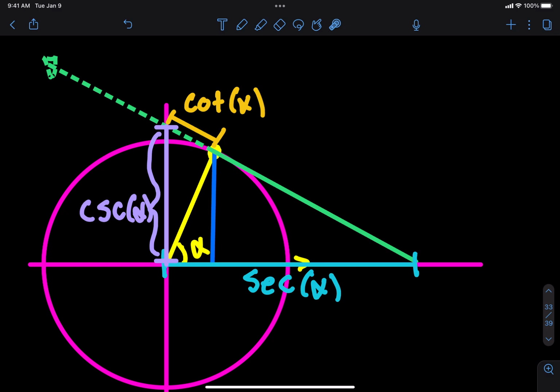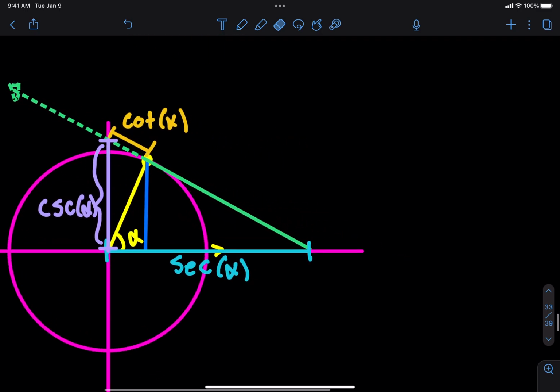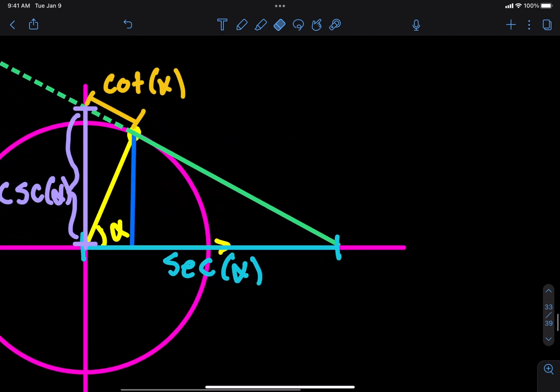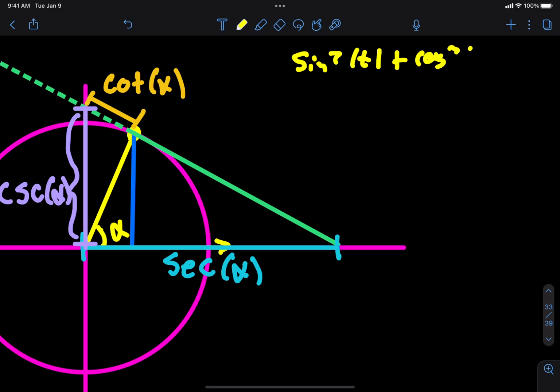Okay, so I think this is fun to see at least once, and it's going to very easily show you why the Pythagorean identities are true, right? So what did we have? We had sine squared of t plus cosine squared of t is equal to 1. Why is that true? That's the Pythagorean identity for this triangle. Yes, this is a right triangle. And how about the other ones?